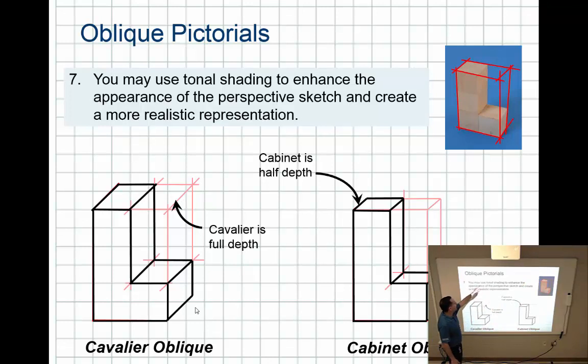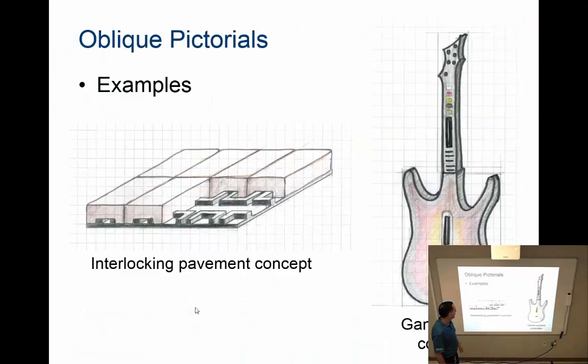And our last step is to add what's called tonal shading, and that's used basically to make it look more realistic or enhance the appearance of our two-dimensional drawing. And we'll talk a little bit more about that in the next type of drawing. Here are some examples of obliques.